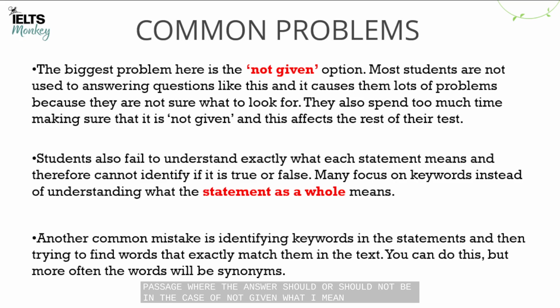What I mean to say is, answers that are true are going to have keywords from the statements, and they're going to have synonyms in the text. Same with false. But the same with not given. Otherwise, you would never be able to find the area where the answer is. So just because you find keywords, synonyms of keywords in the text, doesn't mean that it's automatically going to be true or false.